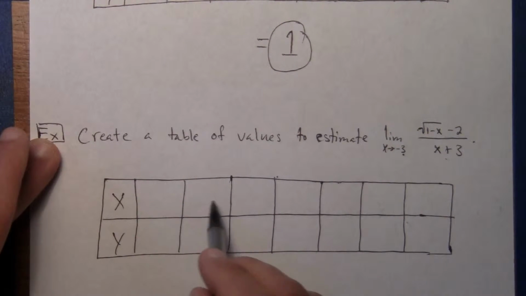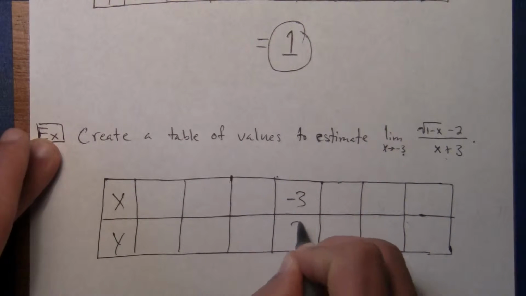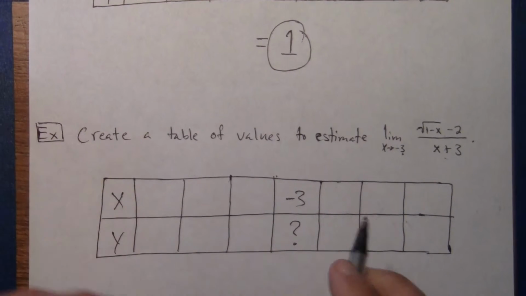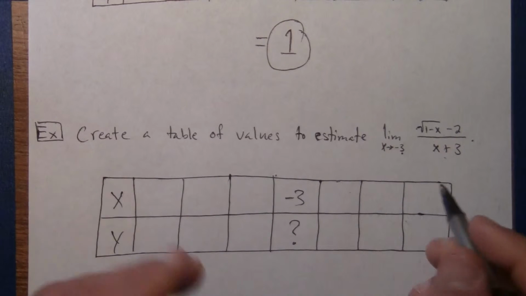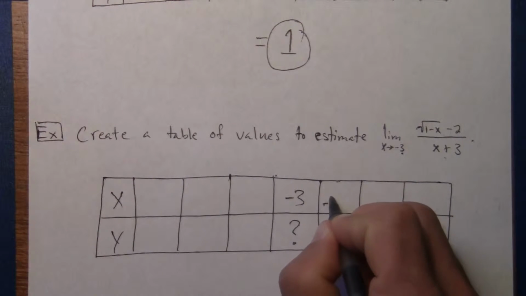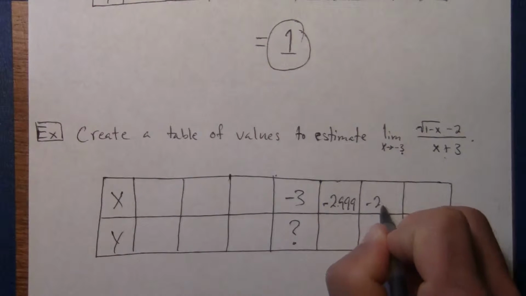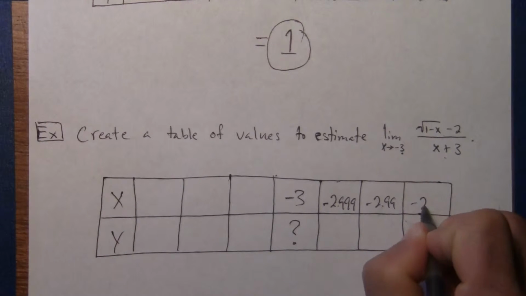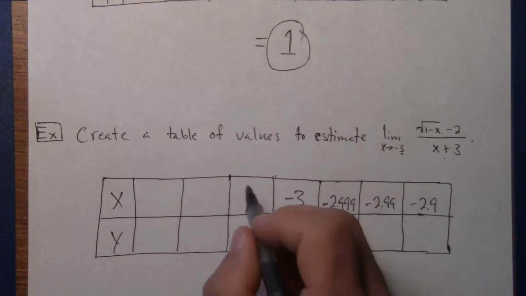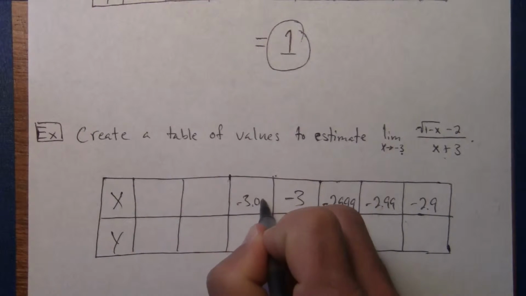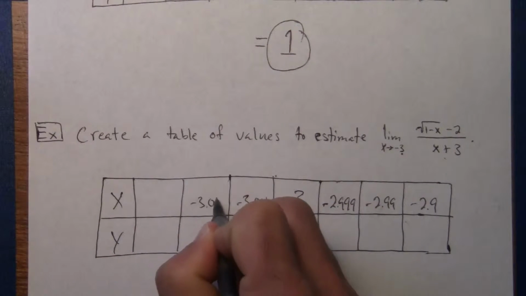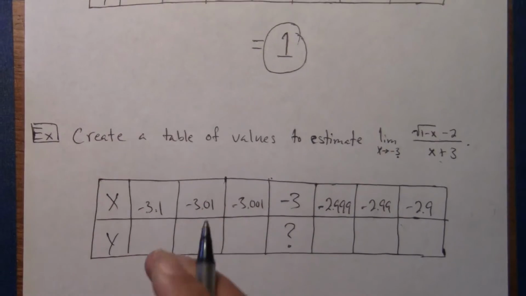Alright, and then -3 should be in the middle, so -3, and I want to figure out what's happening there at -3. Again, numbers to the left and right progressively with the decimal points. This would be -2.999, -2.99, and -2.9. This would be -3.001, -3.01, and -3.1.